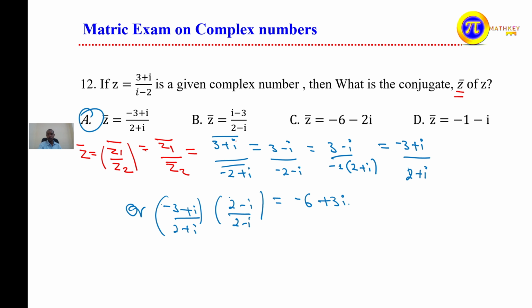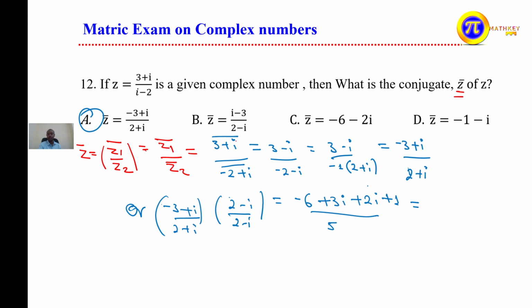i times 2 is plus 2i. i times negative i squared: i squared is negative, so negative times negative becomes positive, plus 1. Over, 2 squared is 4, plus 1, so this becomes 5, which is equal to minus 6 plus 1.